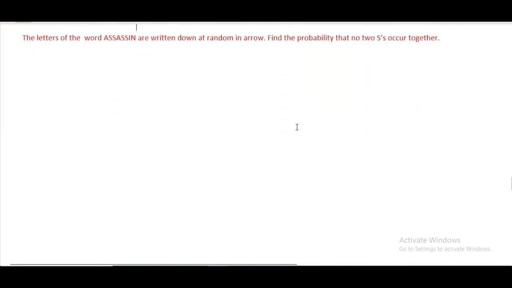So the question is, the letters of the word ASSASSIN are written down at random in a row. Find the probability that no two S occur together. So these are the questions based on permutations and combinations. So let's see what is given. The word is ASSASSIN. So total number of ways of arranging this.